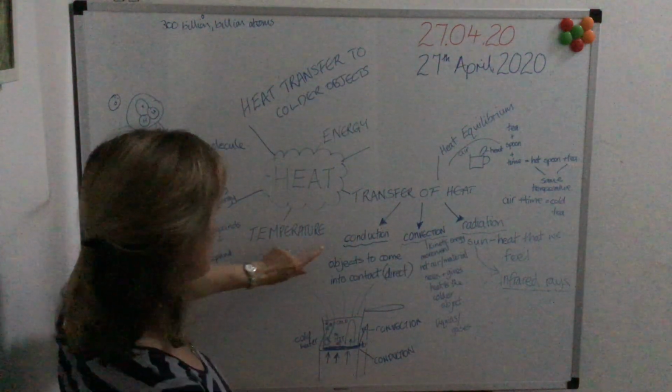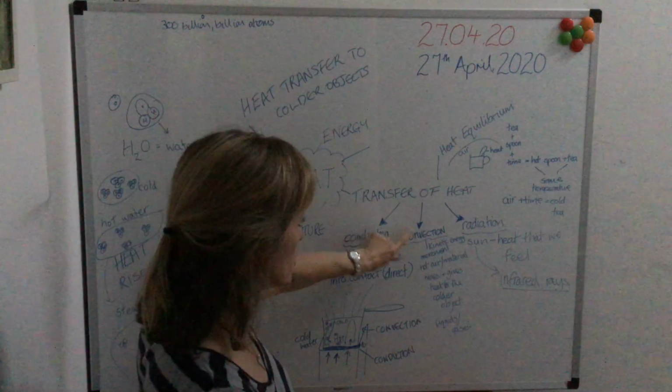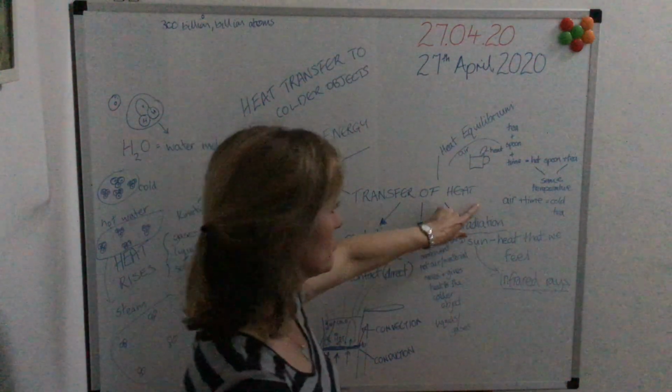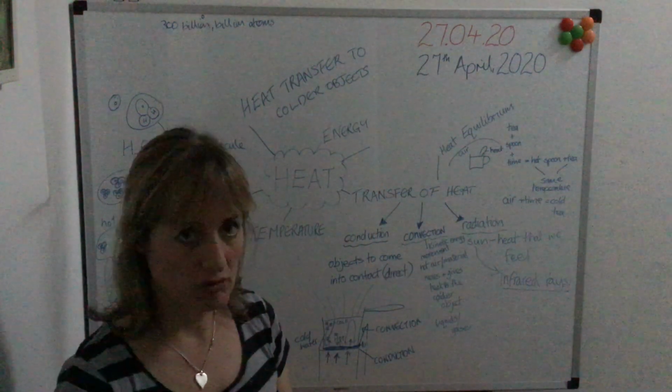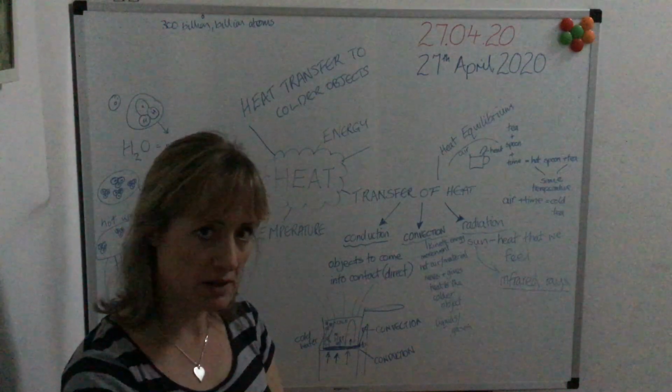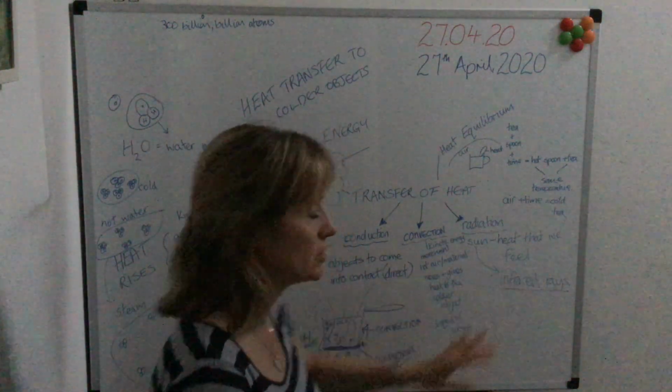So we've got conduction, where they're in contact, convection, where there's movement, and then we've got radiation, where the infrared invisible rays, and we can feel the heat. So contact, movement, and actual touch.